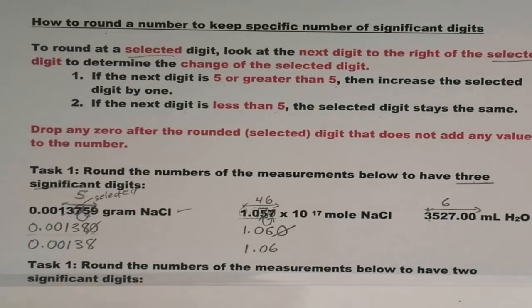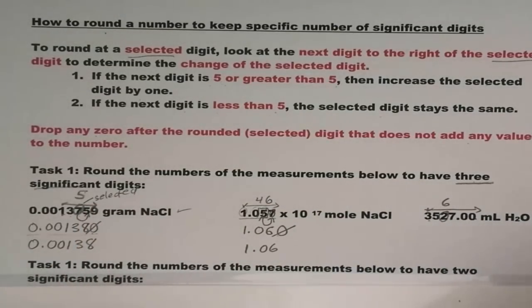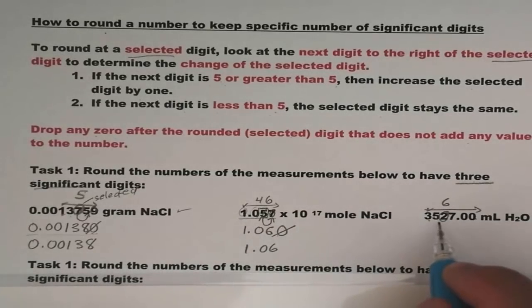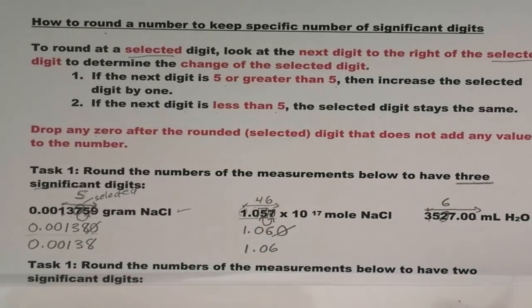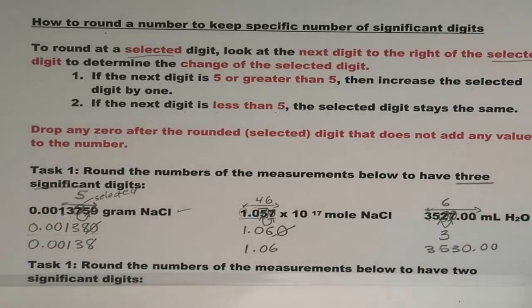And our third sig fig is 2 because we want to keep 3 significant digits, which is the 2 right there. So we look at the next digit after the selected digit, which is a 7. And that 7 will make that 2 into a 3. And everything else after that selected digit will become 0, 0. So what we have is 3530.00.